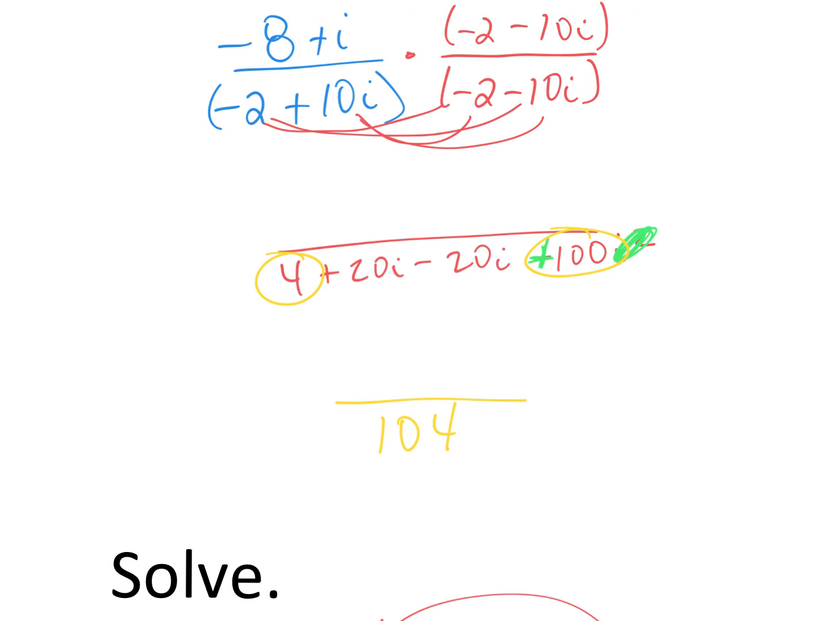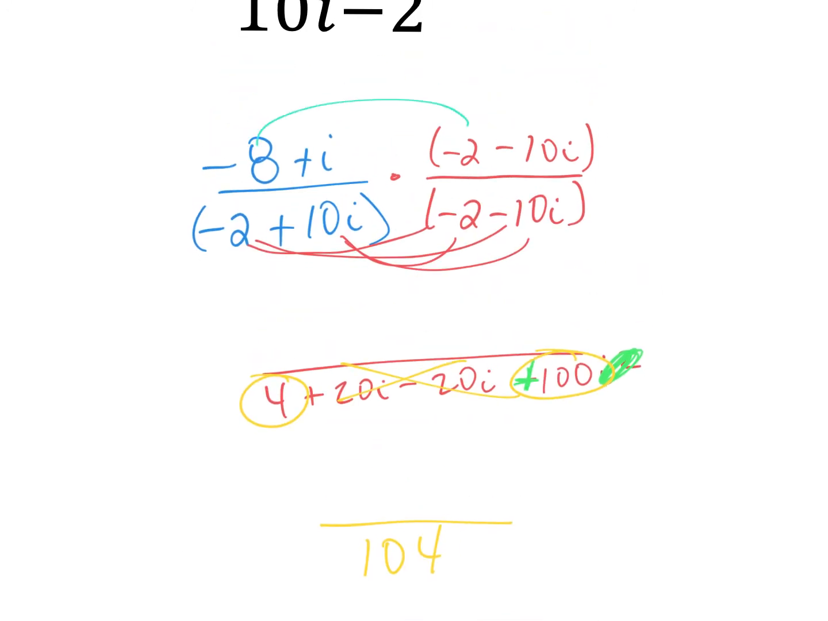104. What happens to my positive 20i and my negative 20i? They cancel out, just exactly what we wanted to happen. All right, so let's do the numerator. What's negative 8 times negative 2? 16. Good. What's negative 8 and negative 10i?